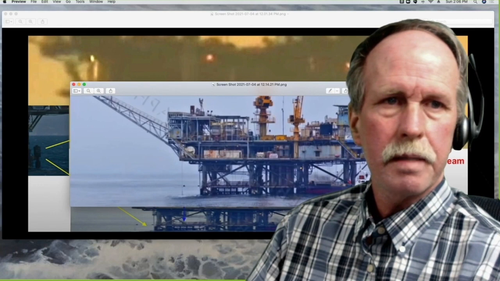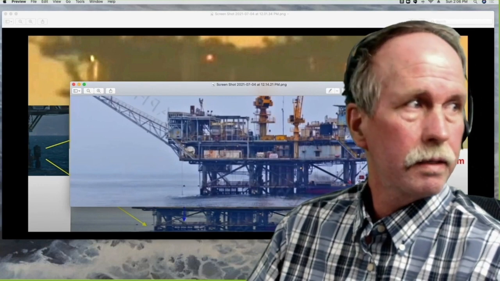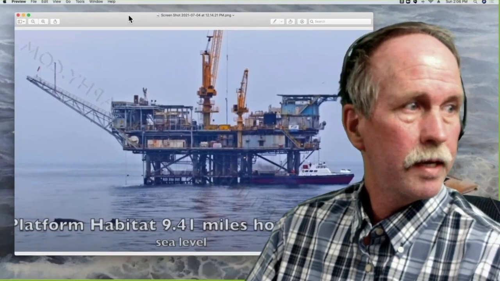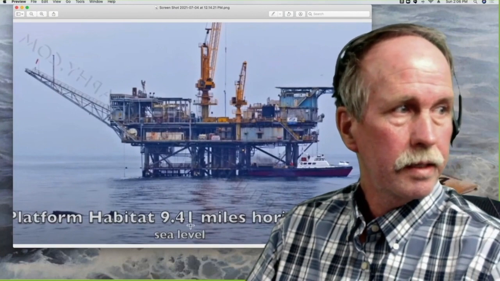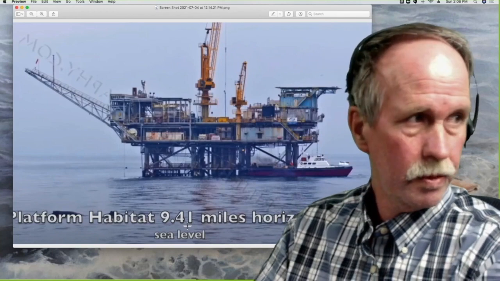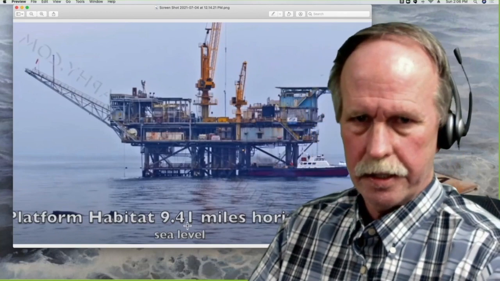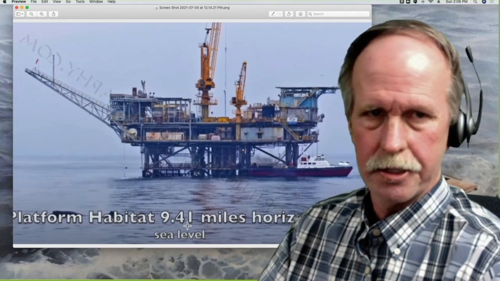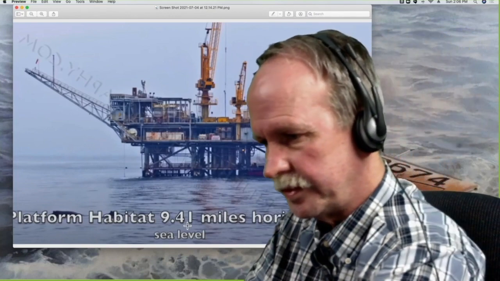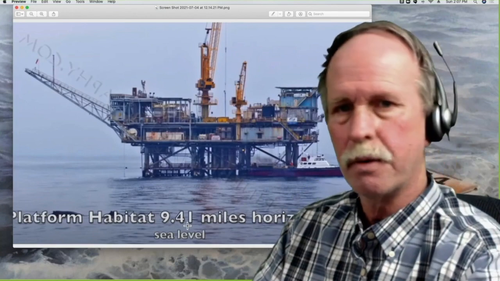Well, let's go see a couple of things here that I'm looking at. Now, this right here, we've got the original image of platform habitat, and the distance to platform habitat is listed at 9.41 miles. Had a discussion on your channel the other day: how do you actually measure distances across water? What's an acceptable way of measuring them? An acceptable method for measuring the actual distances? Yes. Where'd that 9.41 miles come from?